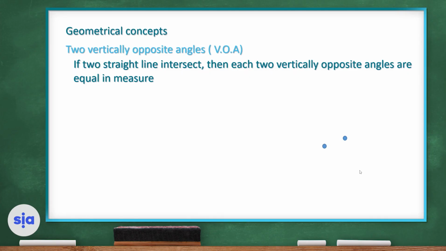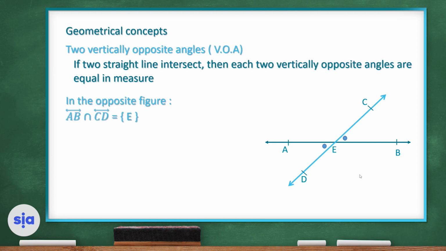The second concept that we have today is the vertically opposite angles. Sometimes it's called the VOA. If two straight lines intersect, then each two vertically opposite angles are equal in measure. If we have these two straight lines, then the two angles, angle CEB and angle AED, are called the vertically opposite angles. So in the opposite figure, AB straight line intersects CD straight line at point E.